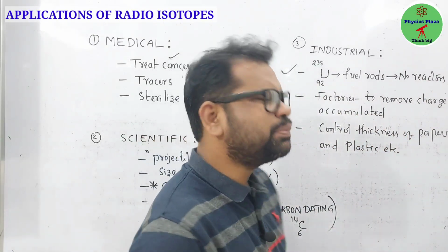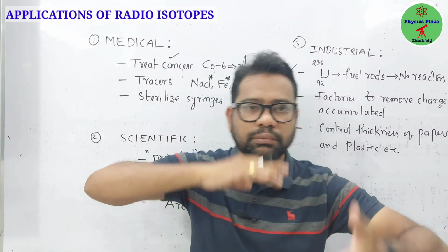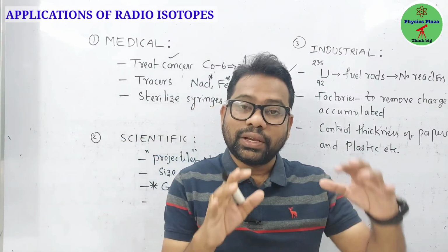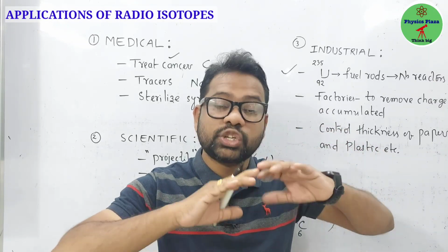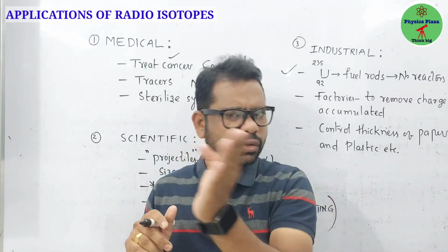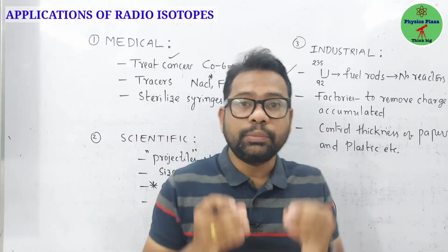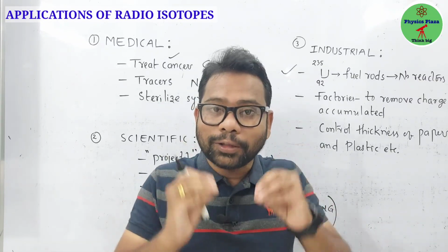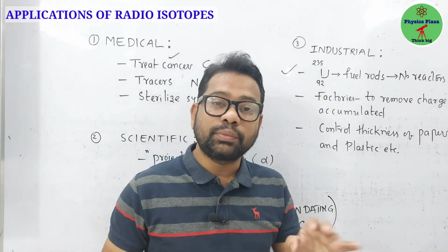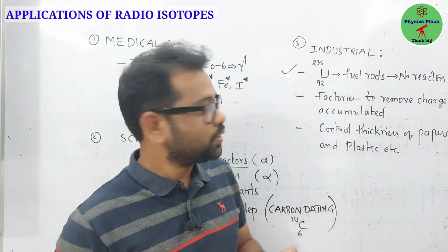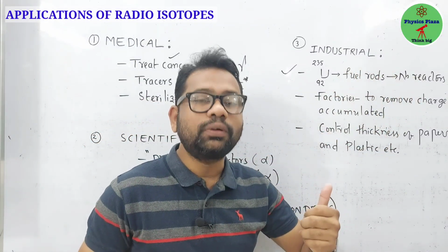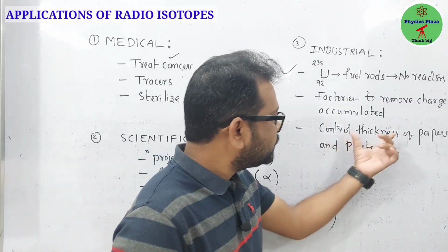And children, in big factories, the parts of the machine are all in motion, moving here and there. Due to that, there is a chance of accumulation of charge on the moving parts of the machine, which may cause some dangerous things. Then how do we remove the charges accumulated on the moving parts? There also we use the radiations emitted from the what, children? Radioisotopes.